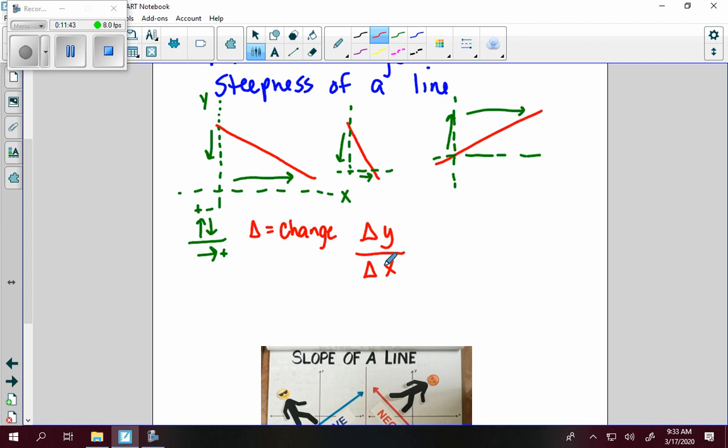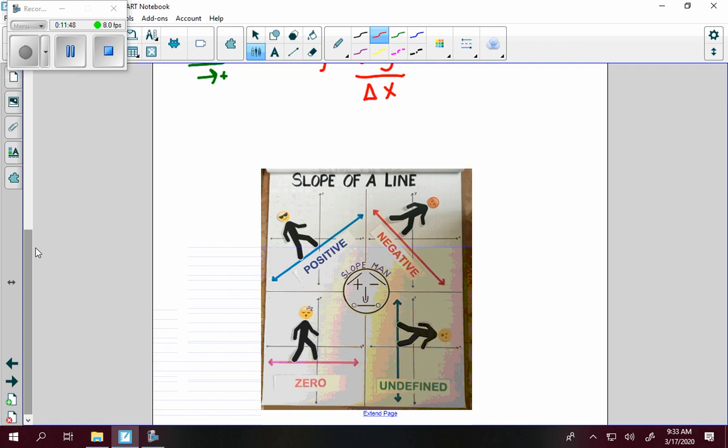I'm going to go up or down, and then I'm going to go to the right. If I would look at these slopes, if I were to go up and to the right, you notice when I go up it's positive, and look, that slope is positive. If I were to go from this point to this point, I would go down, which would make it a negative slope. Here, I don't go up or down, I just go straight across, and my incline is 0.